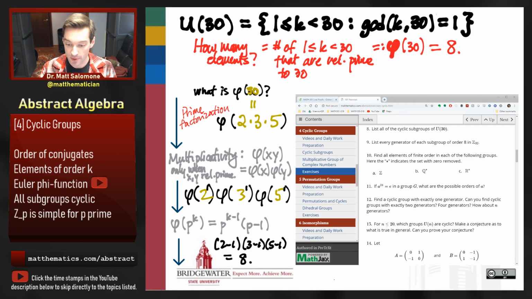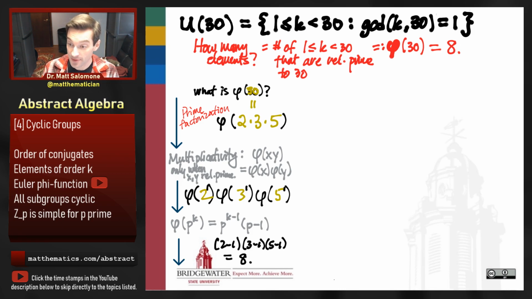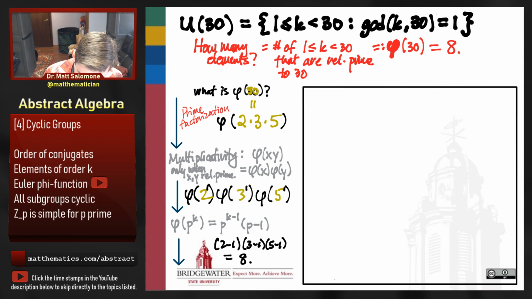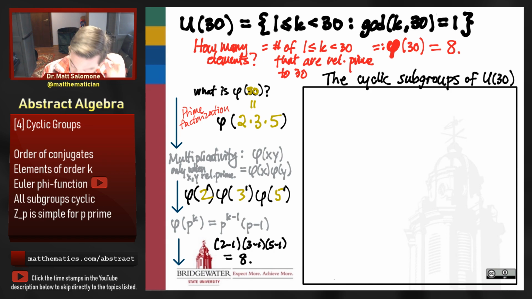Let me get my browser out of the way here for a moment. And now we can start thinking about, now that I understand that there are 8 elements, and we'll take a moment and list them here, how can I figure out what the subgroups are? And not only that, what are the cyclic subgroups? The fact that we're asking about cyclic subgroups actually makes this a little bit simpler question, because it doesn't require us to grapple with the question, is U30 a cyclic group? So we'll be able to kick that can down the road a little bit.